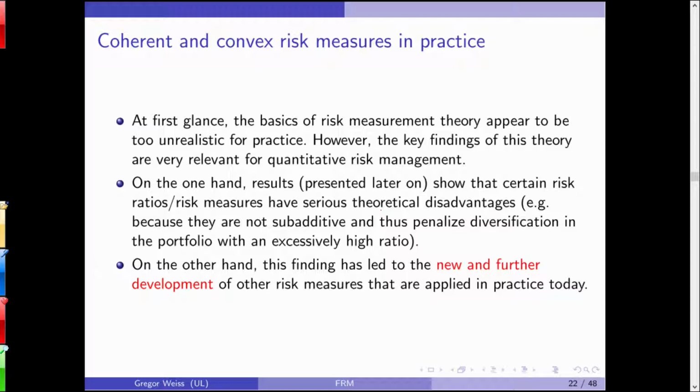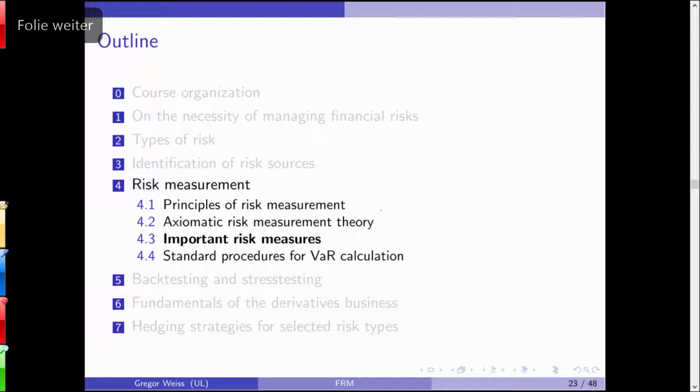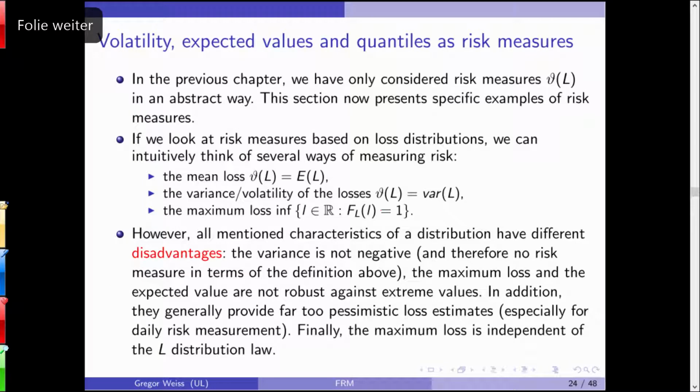And the next important thing is that by looking at risk measures in a more theoretical way, researchers came up with new ideas for new risk measures, and they tried to invent new risk measures that possess these properties. So although this seems to be quite theoretical, the results are quite important for practice as well. So this is the theory of risk measurement. Let's talk about some important risk measures.